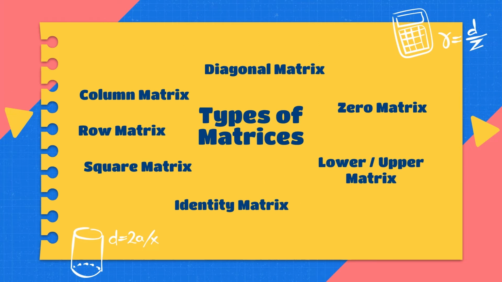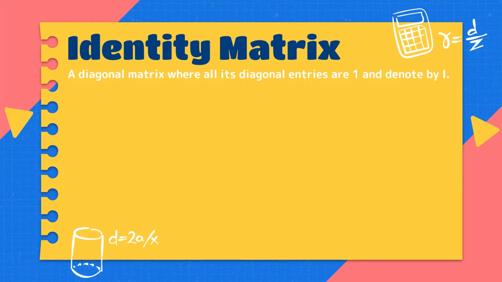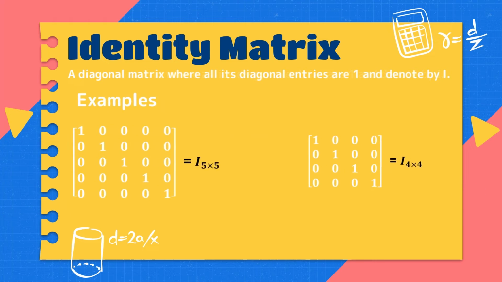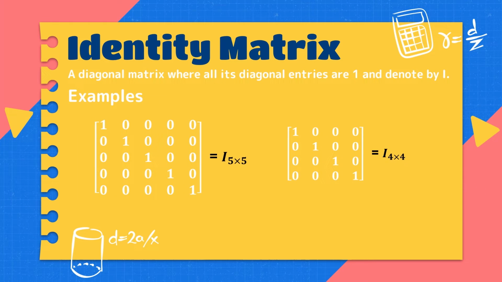The sixth matrix is the identity matrix. An identity matrix is a diagonal matrix where all its diagonal entries are 1 and is denoted by I. Here are the examples of identity matrix. The first one is an identity matrix with order of 5 by 5, while the other one is an identity matrix with order of 4 by 4. As you can see here, the number of rows and columns have to be the same.